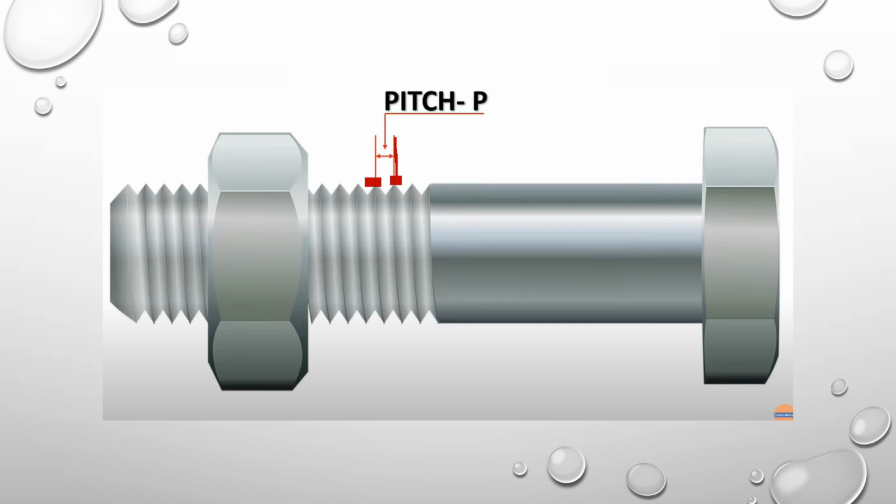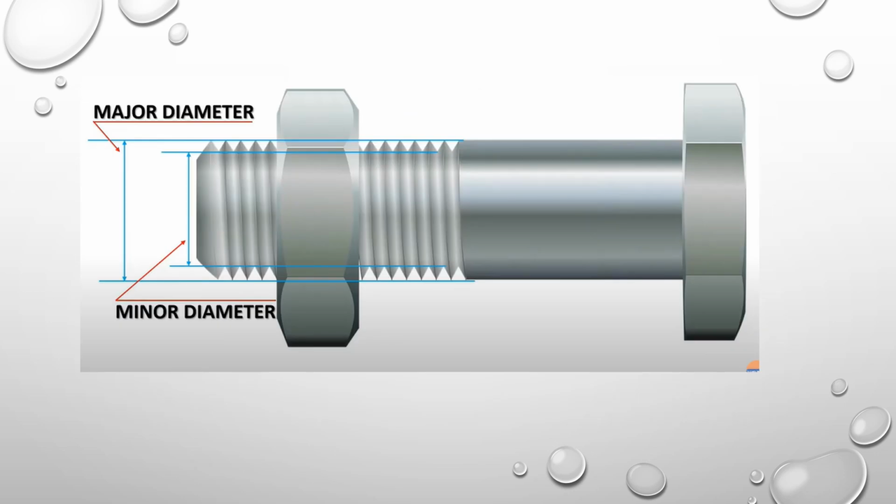Okay, threads per inch is less. So here I put a picture for your understanding. What does it mean by pitch? So here you can find out what is meant by major diameter and minor diameter. Minor diameter is the last landing to landing distance. And top edge to top edge is called major diameter.